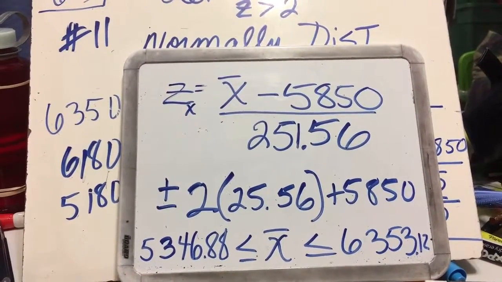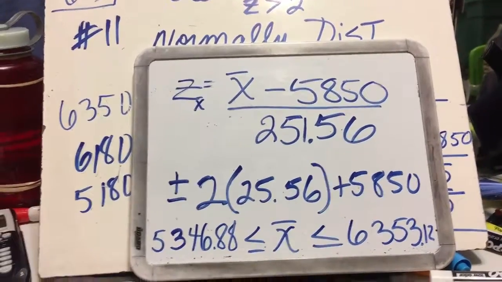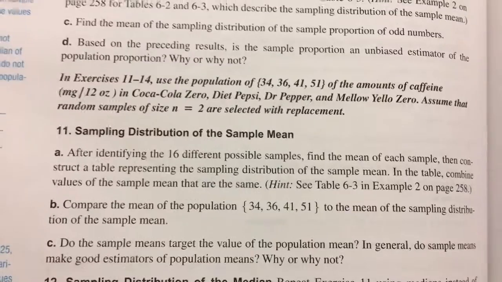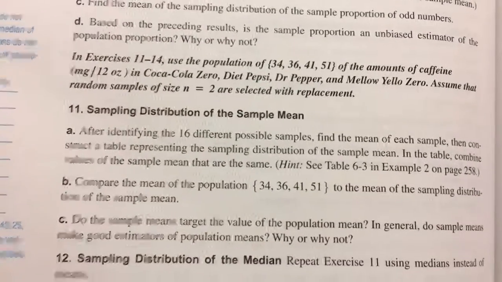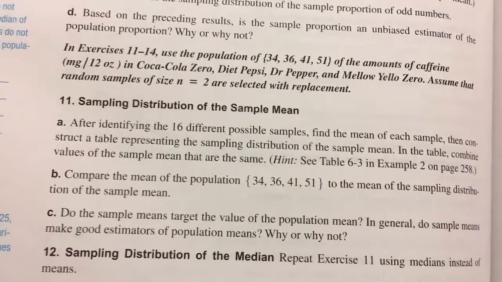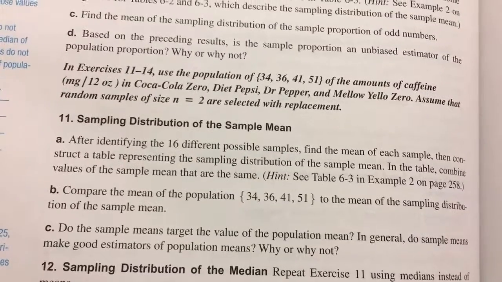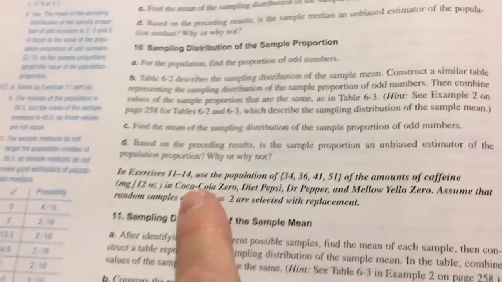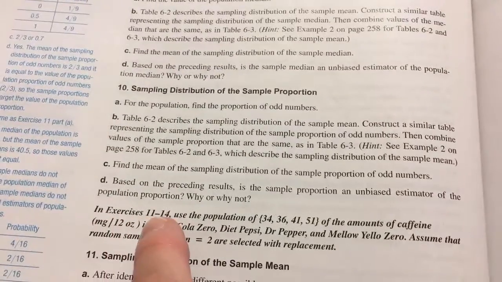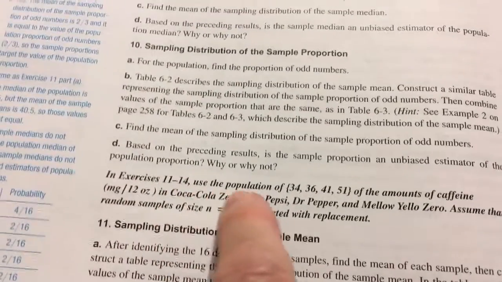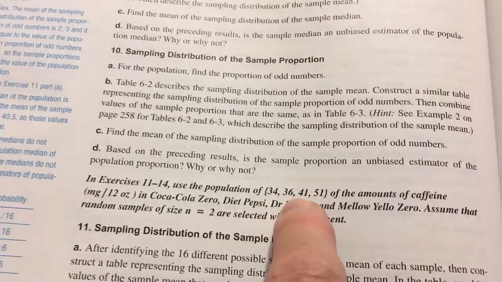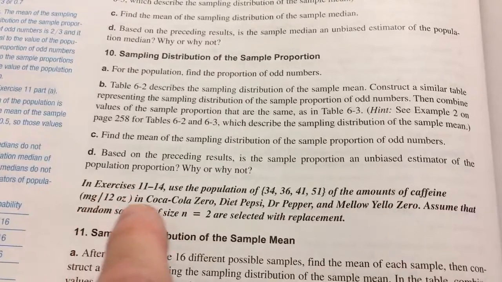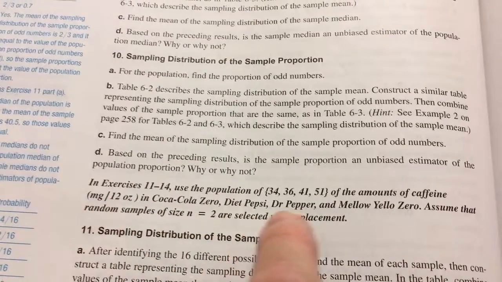Now we're going to do number 11, and we will be done with this section. The only other problem in this section is number 11, the sampling distribution of the sample mean. After identifying the 16 different possible samples, find the mean of each sample. It says in exercises 11 through 14, use the population of 34, 36, 41, 51 of the amounts of caffeine in Coca-Cola Zero, Diet Pepsi, Dr.